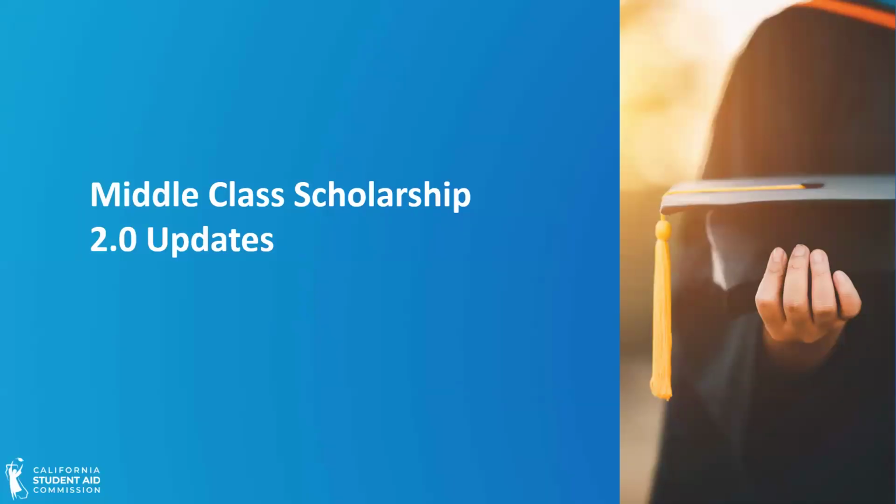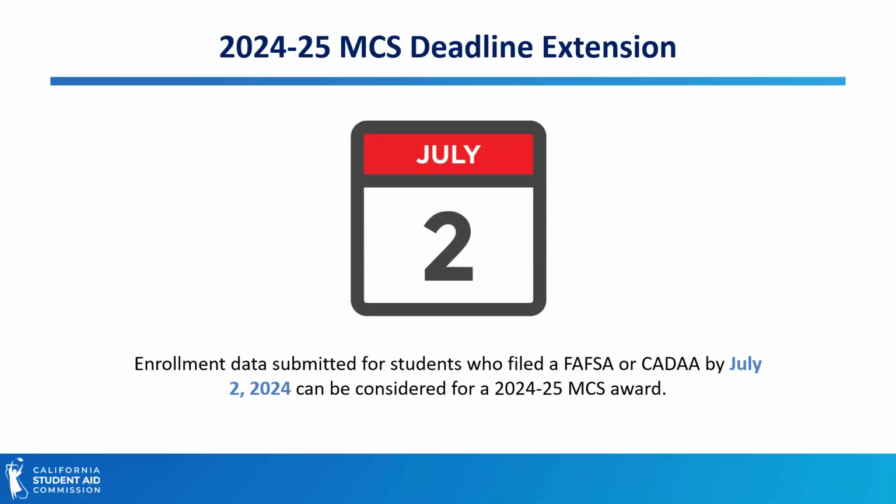And I did want to go over a few Middle Class Scholarship 2.0 updates for 24-25. Not that they're necessarily brand new, but they are new for this award year. And based on the number of applications that we had received and the delays that the simplified FAFSA had caused, we were actually able to extend the 24-25 MCS deadline to July 2nd. So enrollment data that is submitted for students who filed a FAFSA or CADA by July 2nd can be considered for a 24-25 MCS award.